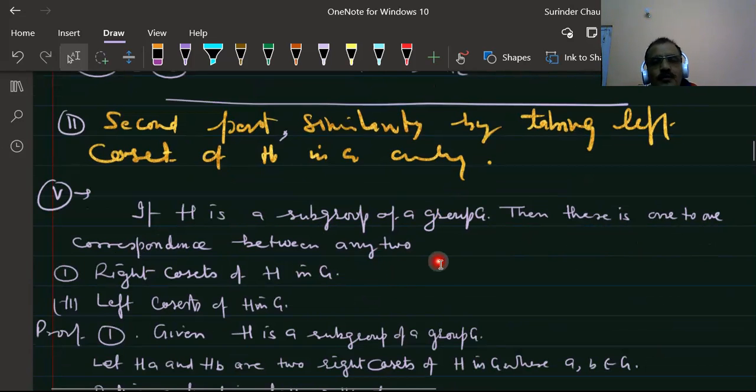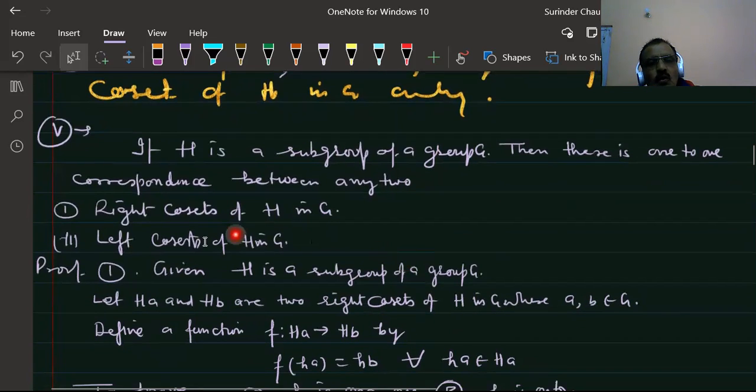between any two right cosets of H in G, and similarly between any two left cosets of H in G. So the proof is: given H is a subgroup of G, let Ha and Hb be two right cosets of H in G, where a and b belong to G.